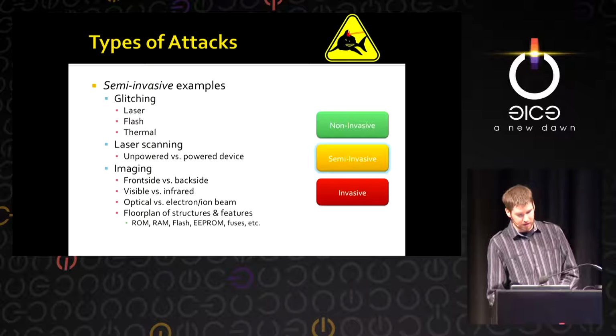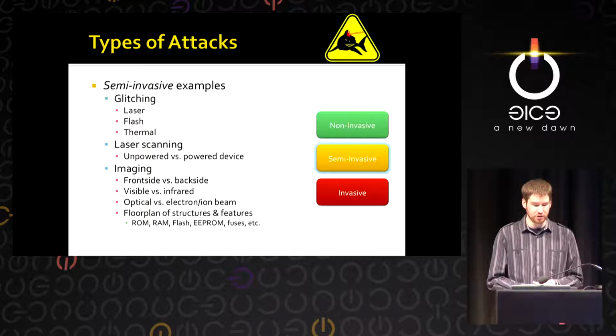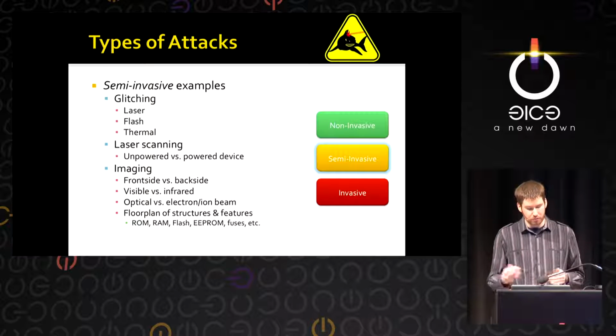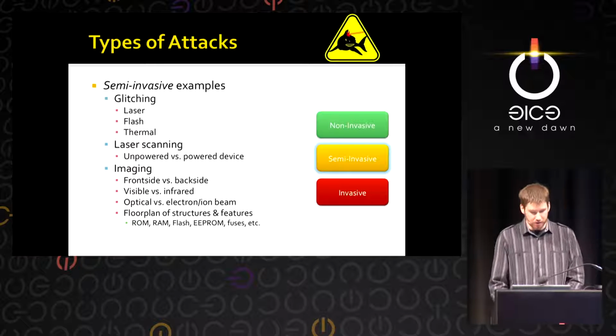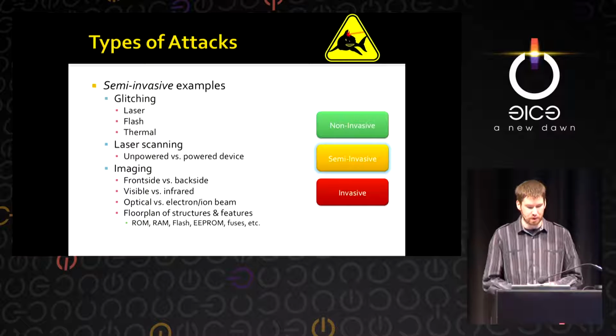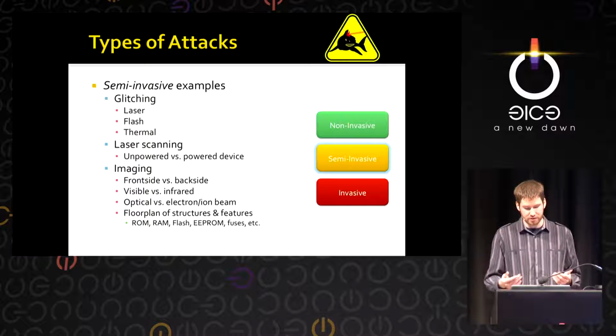And then finally, you can do imaging attacks, where you either image from the front of the chip or the back of the chip, where you mill away the back material. You can do visible wavelengths versus infrared. And you can do things like using optical microscopes versus electron or ion beam-based workstations. This will allow you to get the floor plan of the structures and features of the chip a lot more precisely. So things like ROM, RAM, flash, E2, configuration security fuses, things like that.